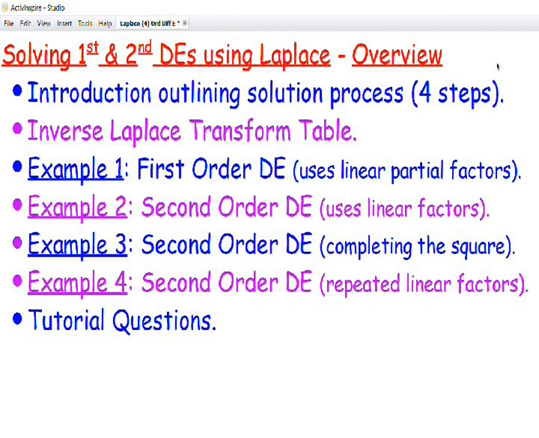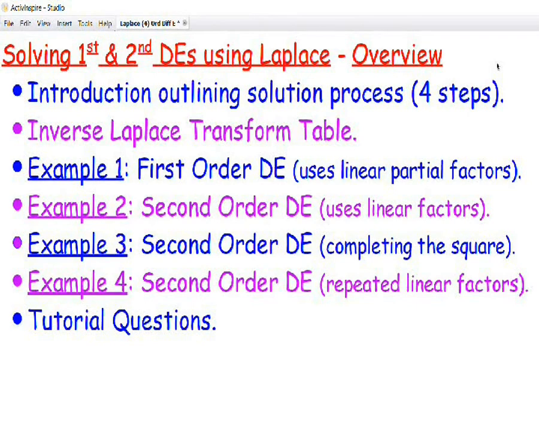The introduction will outline the solution process, which is 4 generic steps. The inverse Laplace transform table will be repeated here for convenience, so we will be using that. Example 1 will be a first order differential equation that will use linear partial fractions to aid solution of the standard forms for the inverse Laplace transform table. Example 2 is a second order differential equation. Within that we will again use linear partial fractions.